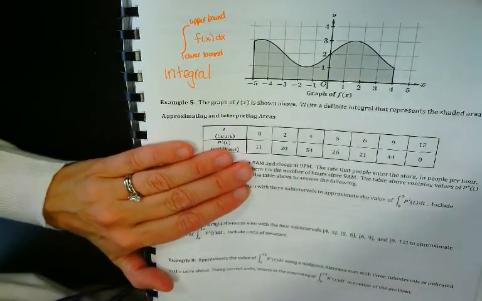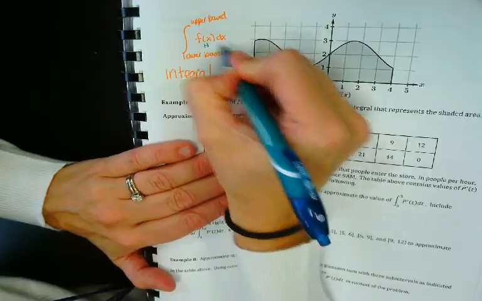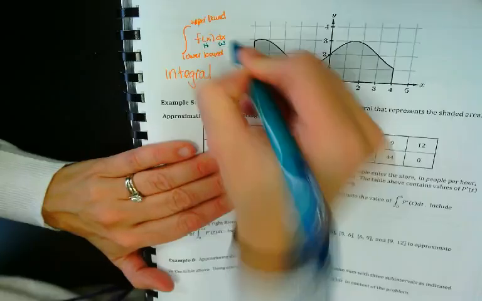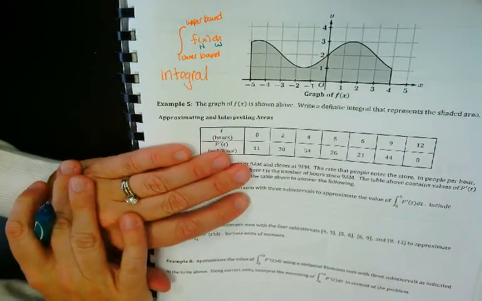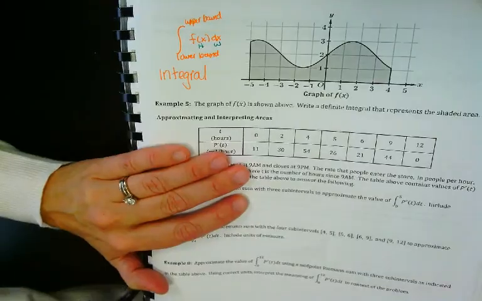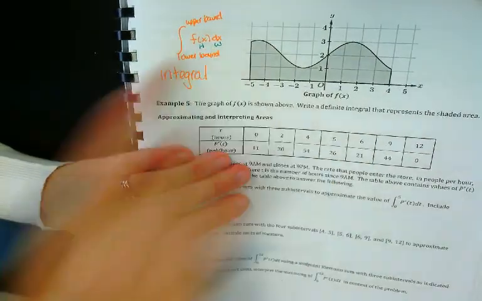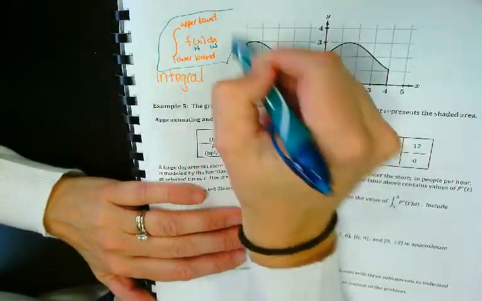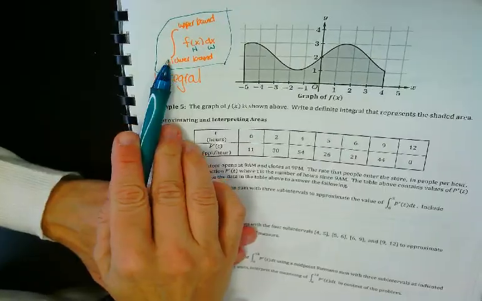Okay, where f of x represents the height, the dx represents the width, or the base of your rectangle. So you have the base of your rectangle and the height. So it's just a quick way to say the area under the curve. Okay, so that's all that symbol's representing.